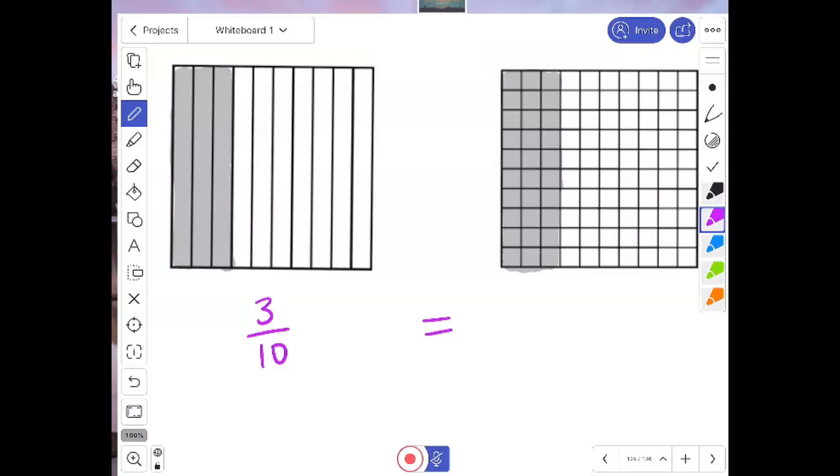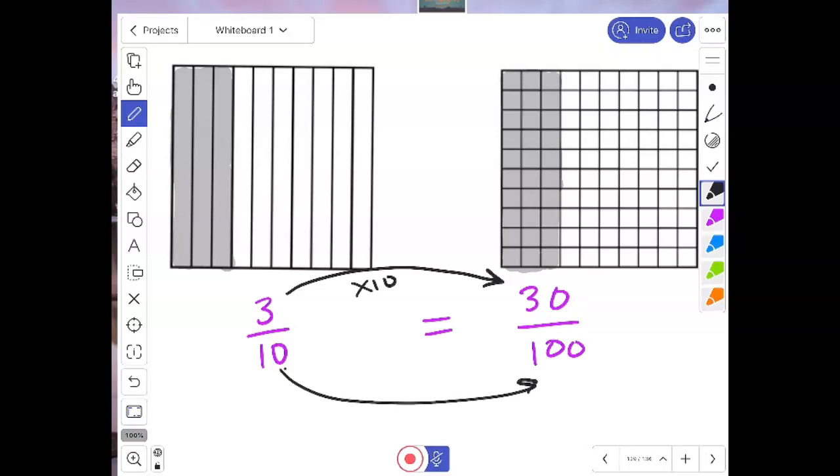3/10 would be equivalent to 30 hundredths. And I was hoping you might notice that this is just 3 times 10, and this is just 100 times 10. So if I multiply both my numerator and my denominator by 10, or multiply my fraction by 10/10, then I get an equivalent fraction of 30 hundredths. We can see that in the picture, right? It's the exact same square, it's shaded the exact same way, it's just partitioned differently.